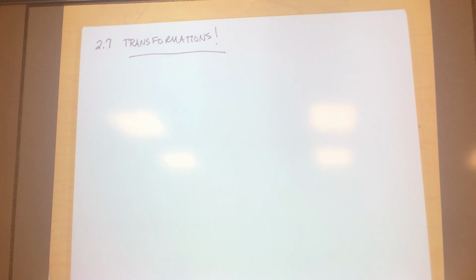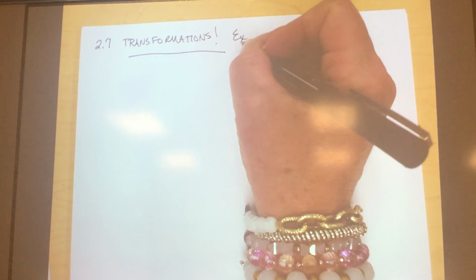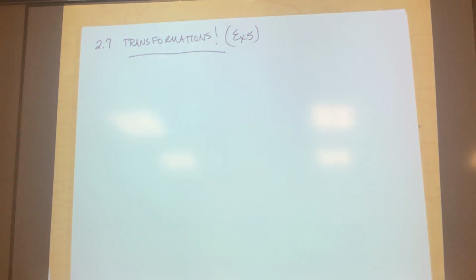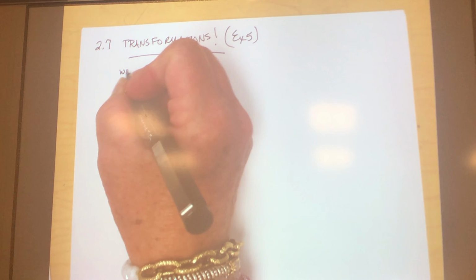Is it 2.7? No, what was the one we skipped? Oh, yeah, it is 2.7, but we only did the absolute values out of that. It's example 5. Okay, it's only example 5. Okay? So, let's talk first about what you know.